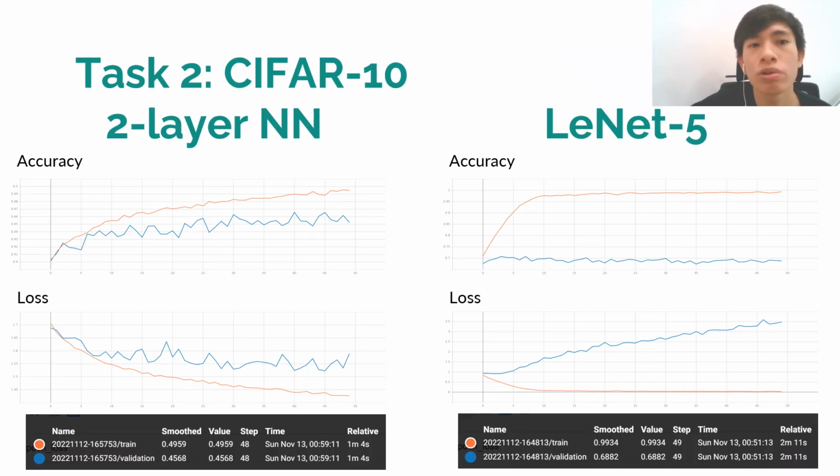Let's compare two-layer neural network and Lenet-5 side by side. Both are trained with CIFAR-10 dataset. Orange line is training phase and blue line is validation phase.